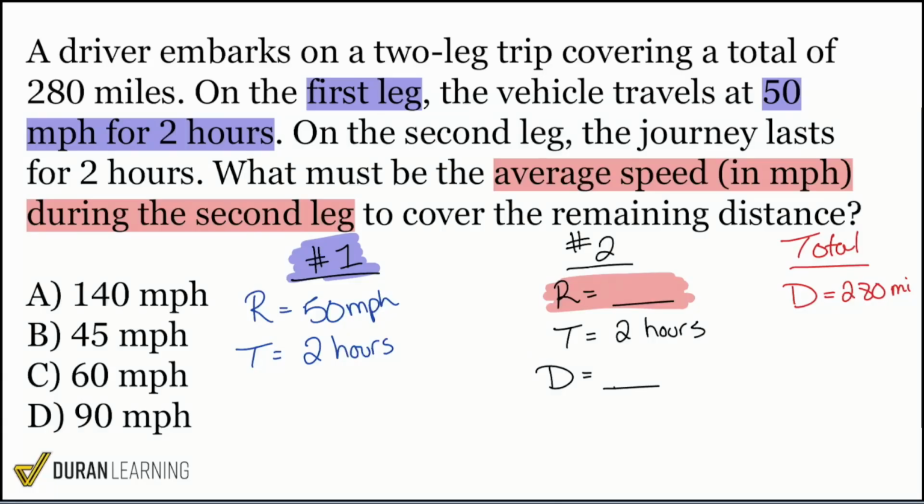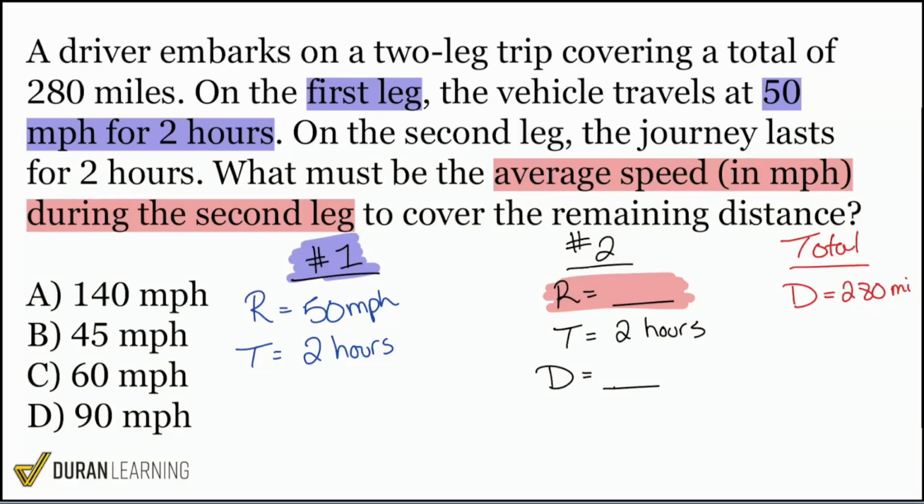Well, check it out. We know the total distance is 280 miles. If we knew the first distance, we could subtract it from the total and just get the second leg. Everybody, can we get the distance from the first leg with these pieces of information? We absolutely can.